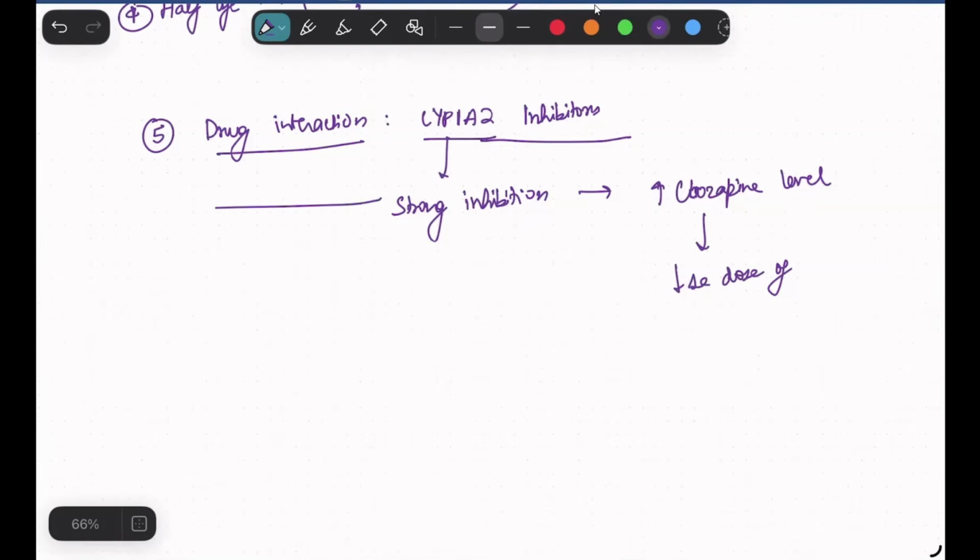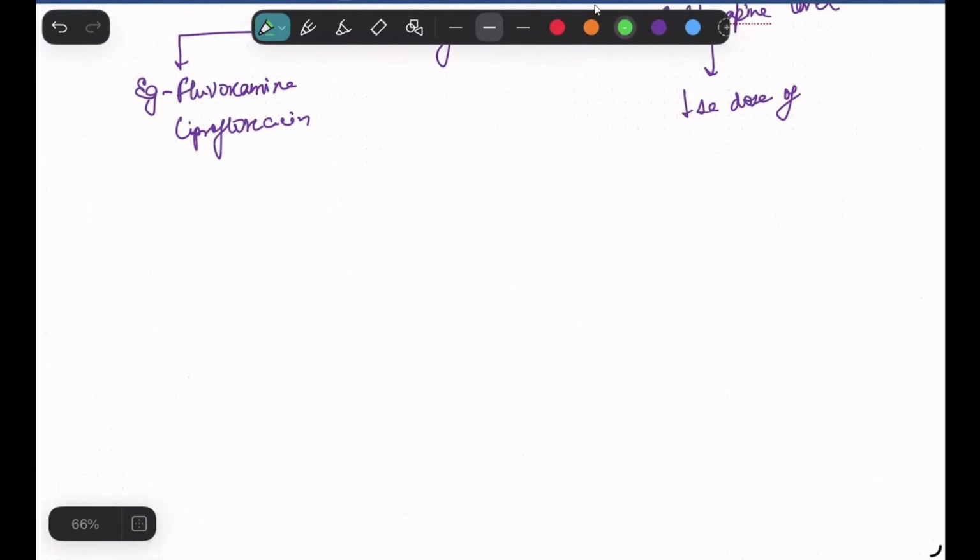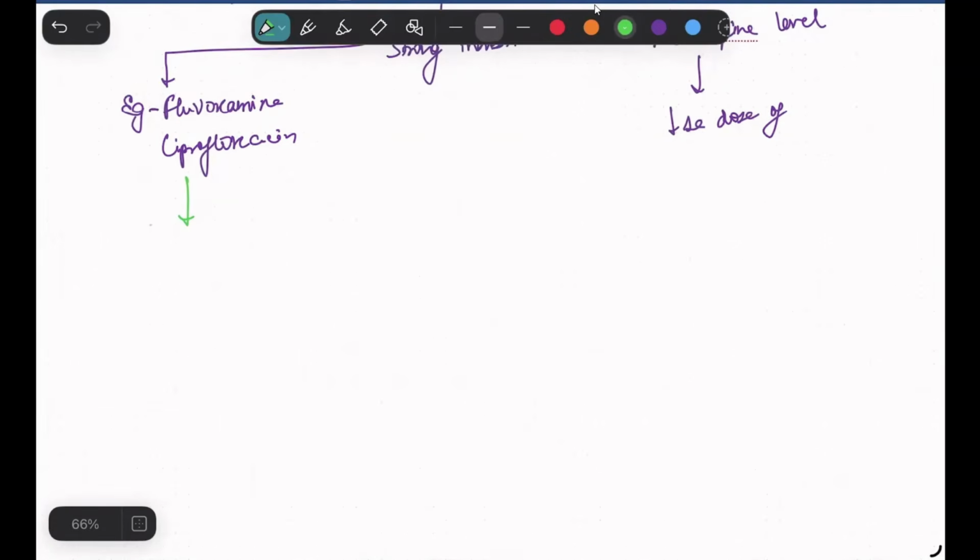What are examples of strong CYP1A2 inhibitors? One is fluvoxamine. Ciprofloxacin. What is ciprofloxacin? An antibiotic that we mostly give in UTIs. So you should be very careful when prescribing this antibiotic. When these drugs are given with clozapine, it is very important to know that the dose of clozapine should be reduced to one third of the normal dose.